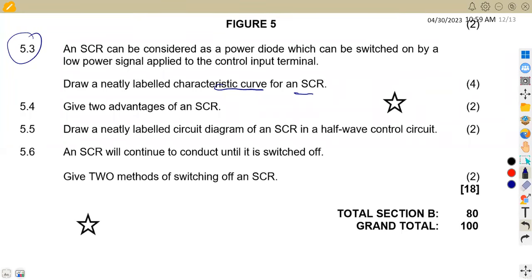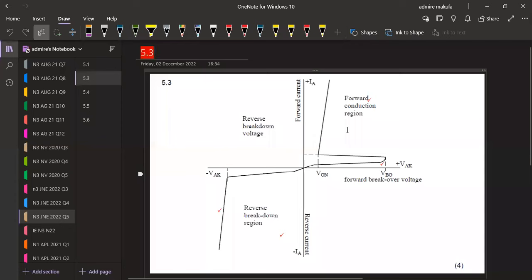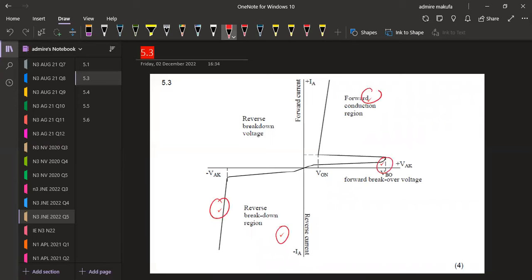All right, so for this part, this is what I'm having. I want you to see this down, this one. All right, so we must indicate our major points. That is our reverse breakdown region, where we are given the breakdown voltage. Then here we have got our forward breakover voltage, which is in the forward conduction region. All right, then the forward current and so forth. So this can actually attain us 4 marks. So the more we indicate the major points, the better. It's very, very important for you to have your major points presented to obtain full marks for that.